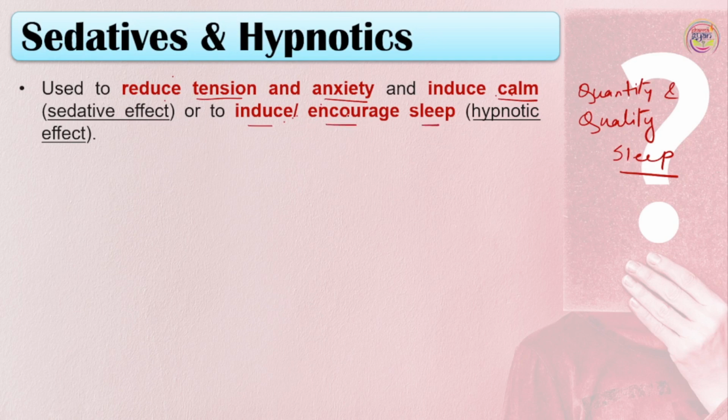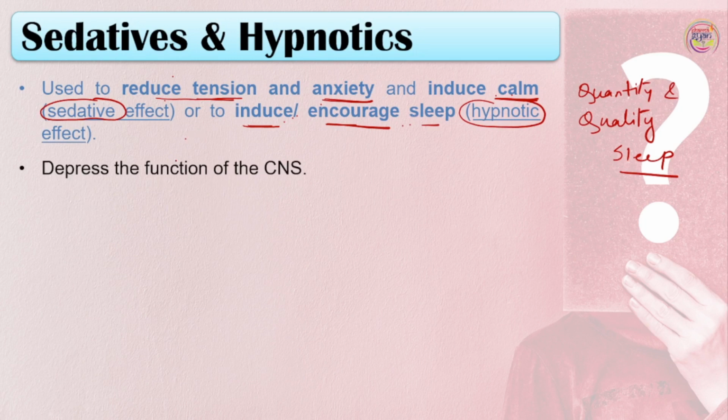Now here we can find two terms, one is the sedative term, another is the hypnotic term. In case of the sedative, they reduce the tension and anxiety and they will induce the calmness. While hypnotics also reduce the anxiety and tension and induce calmness, but through encouraging or inducing the sleep. So hypnotic drugs will induce or encourage sleep.